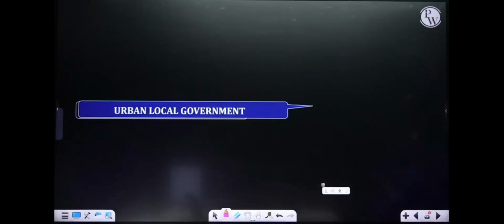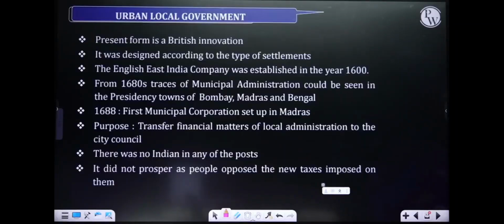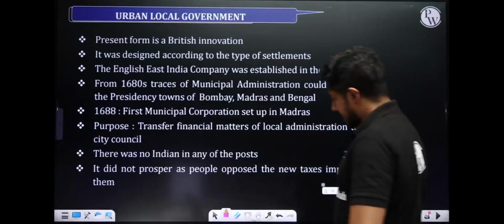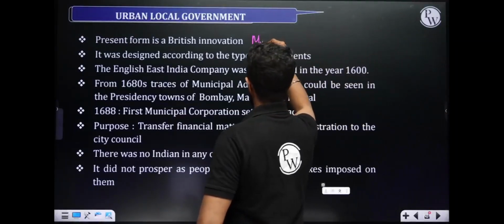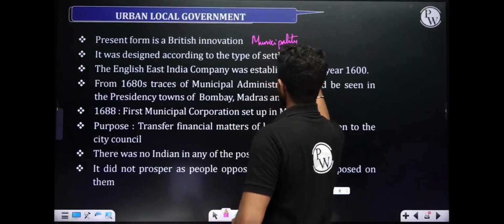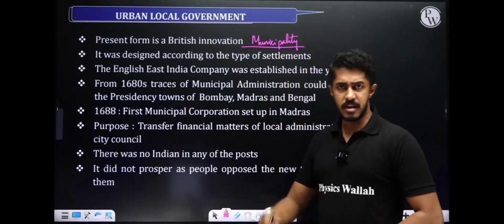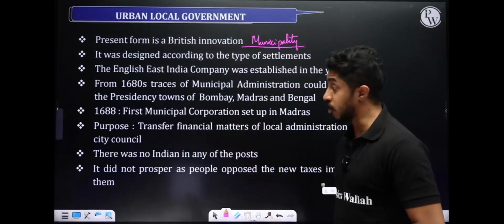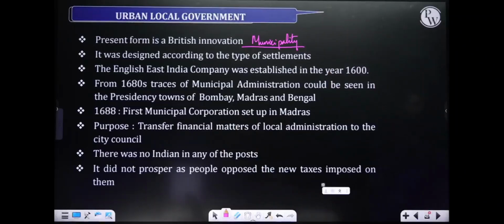Taking it further forward, urban local government. The present form is a British innovation. That is the current form of municipality that we are having. That structure is a British innovation. It was designed according to the type of settlements.